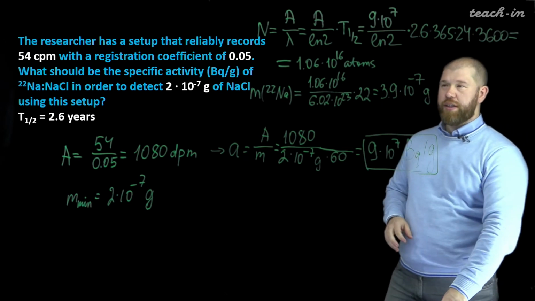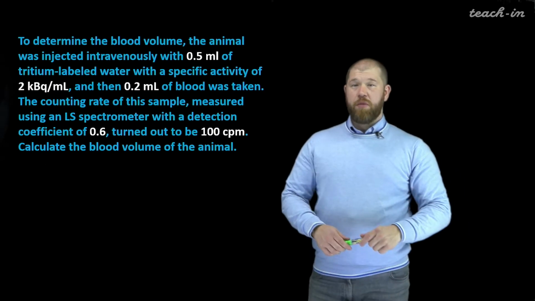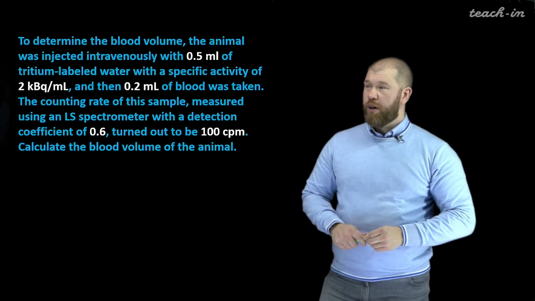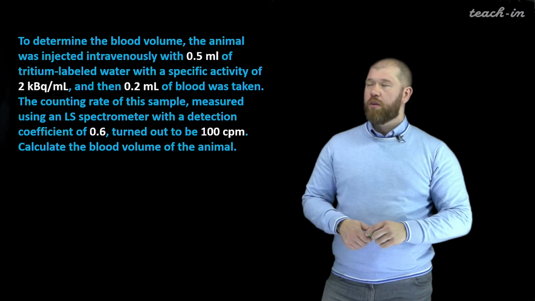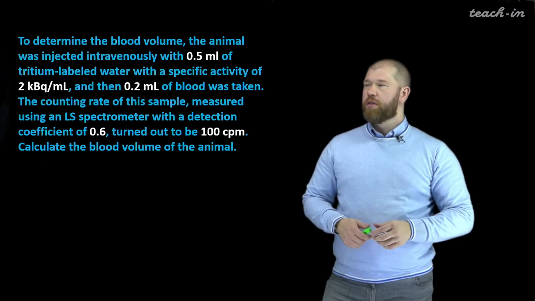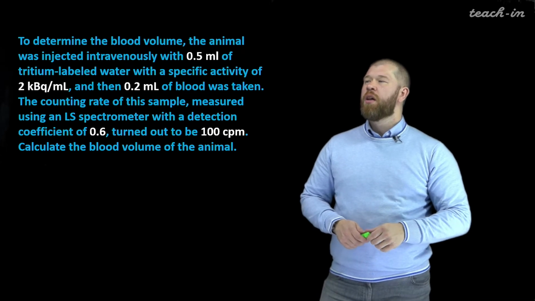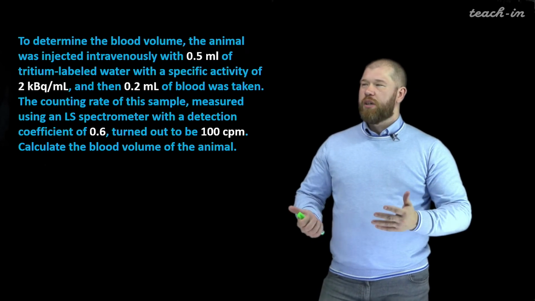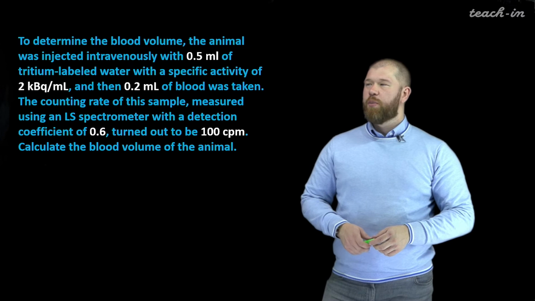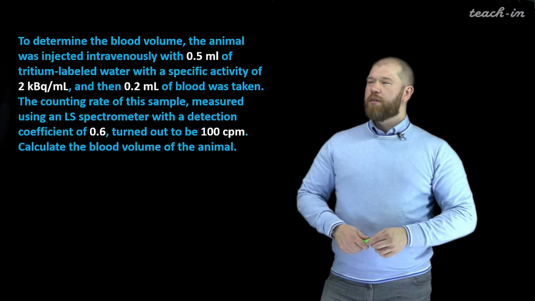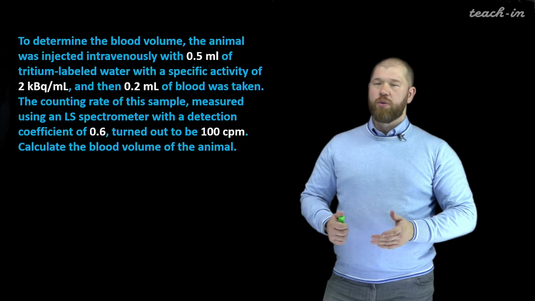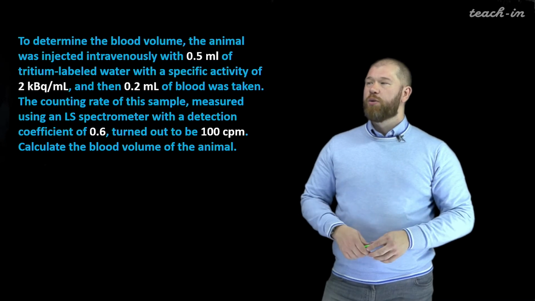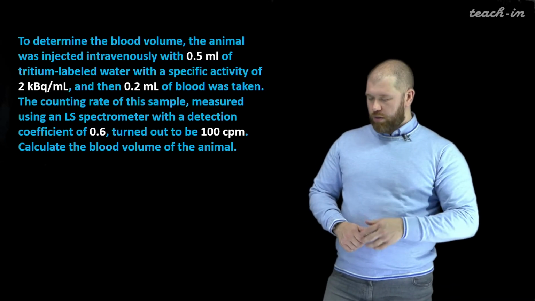Okay, let's go to the next task. Here is an example how we can use the radionuclide tracer to determine the unknown volume of different liquids, like blood, for example, in the organism, or it can be the volume of the lake or some other parameters that we cannot measure directly. And with use of the so-called isotopic dilution, we can estimate the amount of this unknown parameter. So let's go to the task.